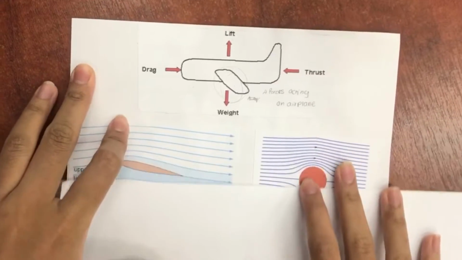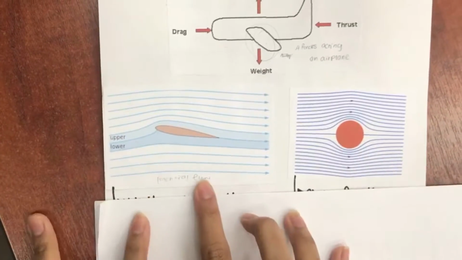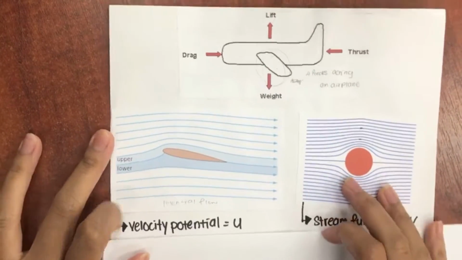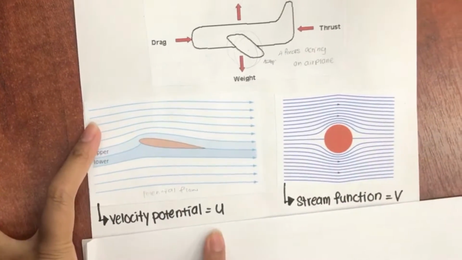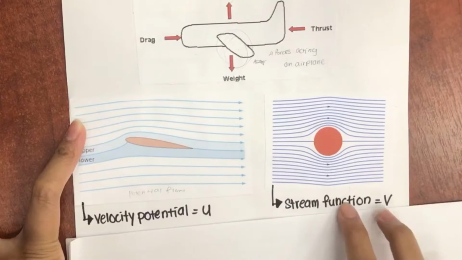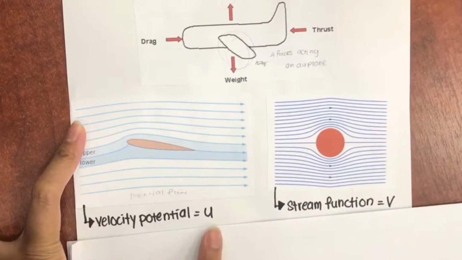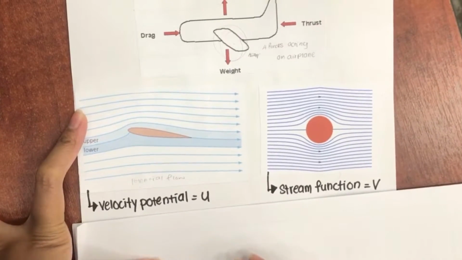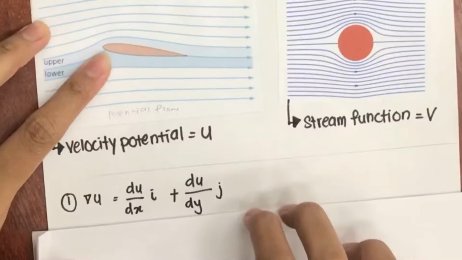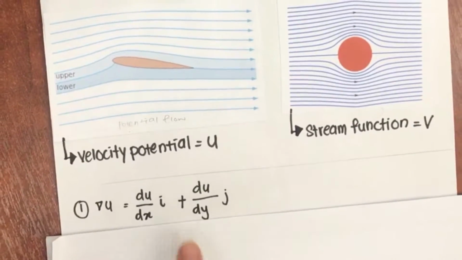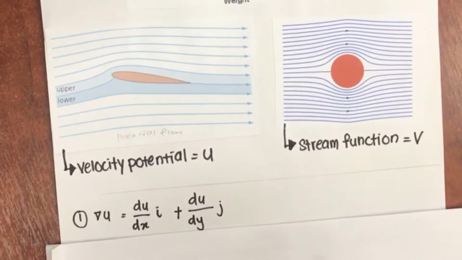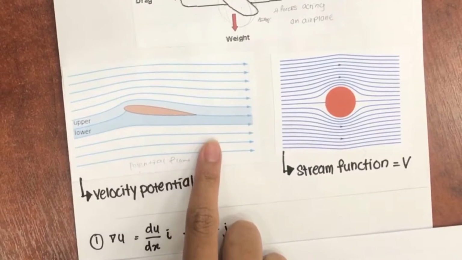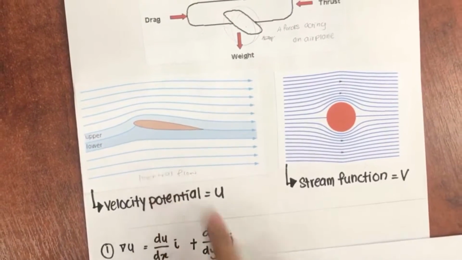We can assume that there is a potential flow through the airplane, with velocity potential equal to U and stream function equal to V. This velocity potential, also known as potential flow, is an incompressible steady fluid flow. U is the velocity potential, meaning we imagine a flow of fluid in the plane such that the velocity vector of the fluid at each point is the gradient of U.